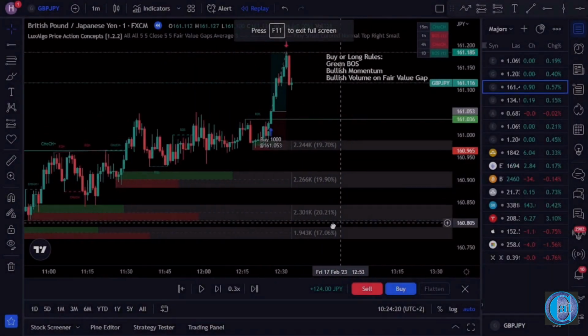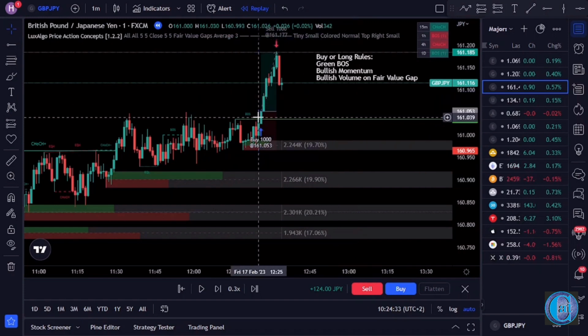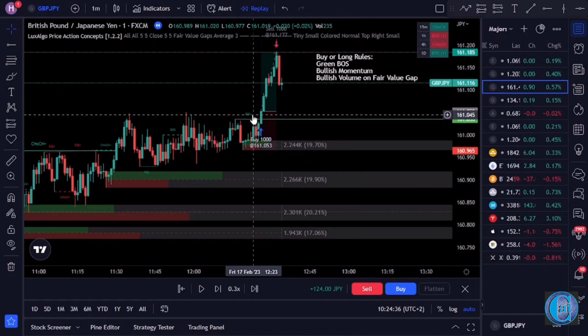So let's take another look at the buy or long rules for this scalping strategy. First, we need to have a green BOS or break of structure showing that we have bullish momentum.